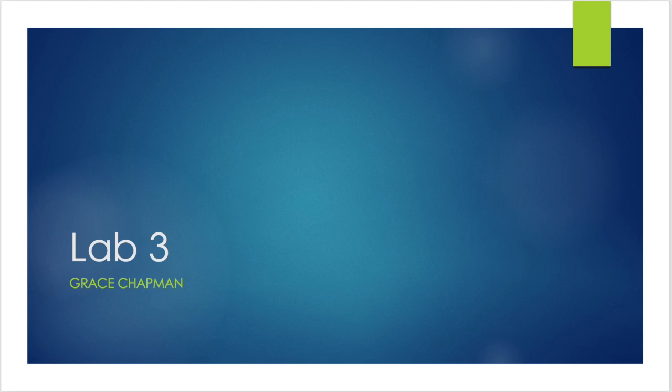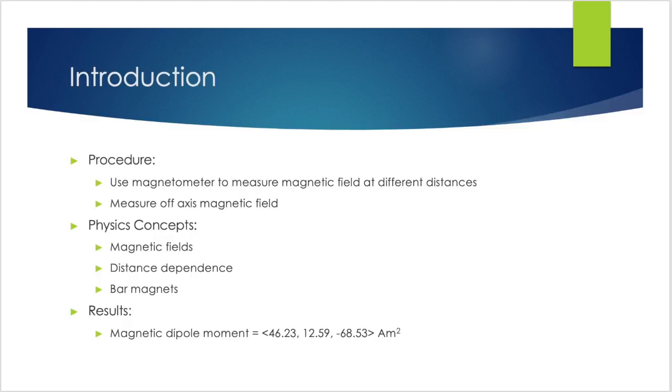Introduction. The procedure for this lab was to use a magnetometer to record magnetic field at different distances from a bar magnet. We measured on-axis and off-axis magnetic field. The physics concepts used are the concepts of magnetic fields, distance dependencies, and bar magnets.